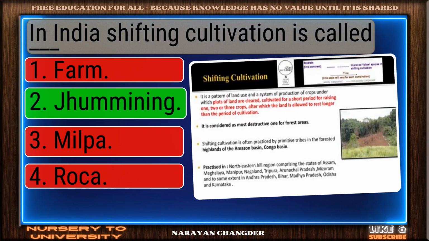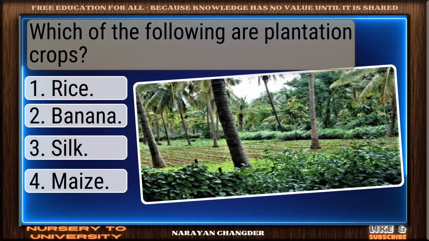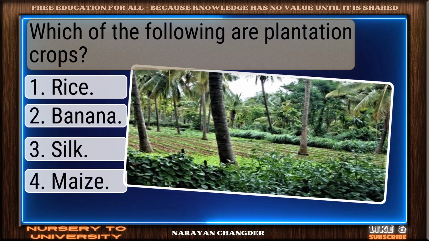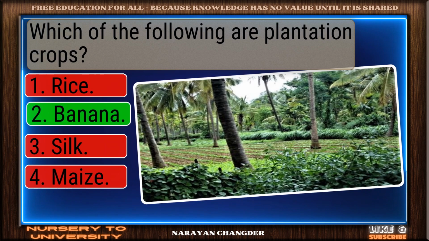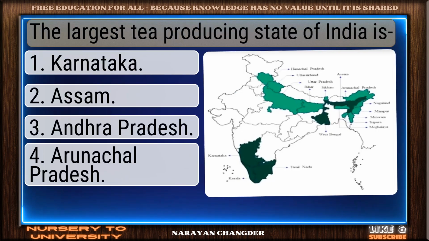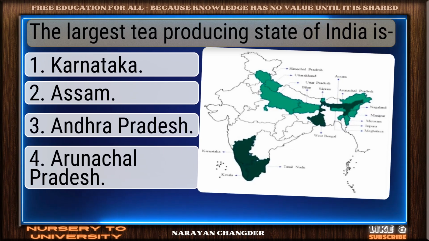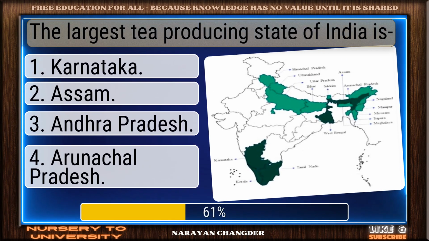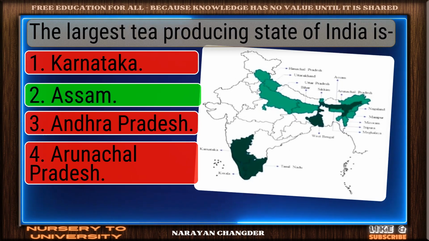Smart move. Jummaning is accurate answer. Which of the following are plantation crops? Nicely done. Banana is solid. The largest tea producing state of India is. Bravo! Assam is the answer.